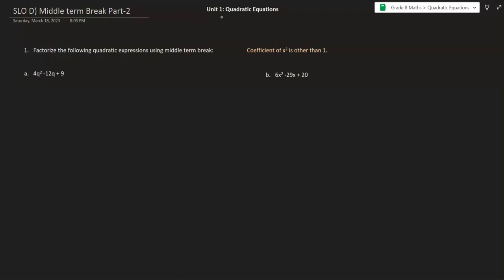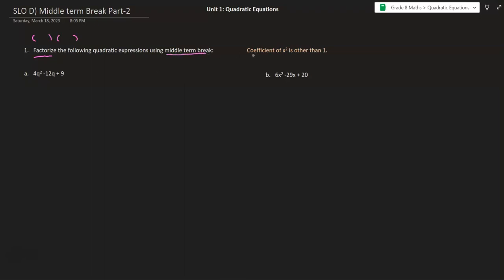Assalamualaikum class. So we are doing Unit 1 Quadratic Equations, and this is SLO D, Middle term break, and we are doing part 2 of it. The question says factorize the following quadratic expressions using middle term break. So this is my verb, this is the action that I need to do. What factorize means is basically we need to get these problematic or quadratic expressions into brackets. So we have to consolidate or constrain them within brackets. This is what we have to do, and we have to do it through middle term break.